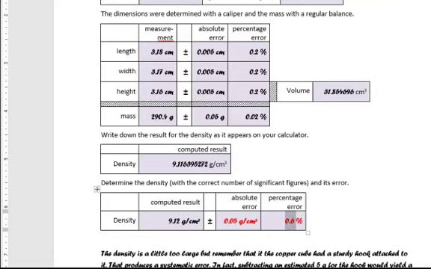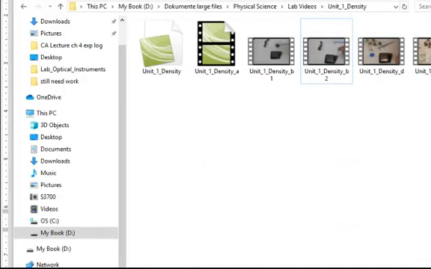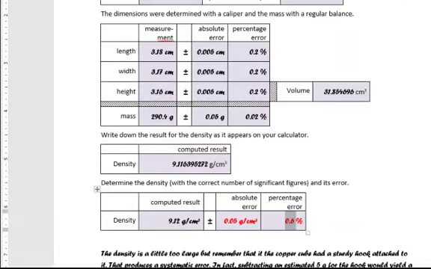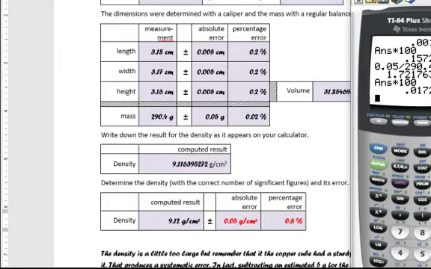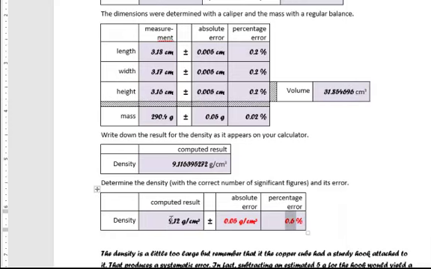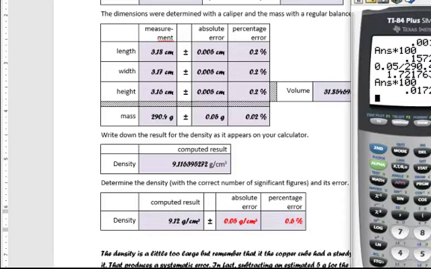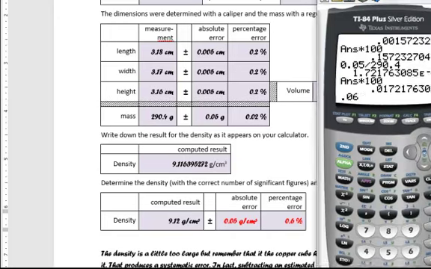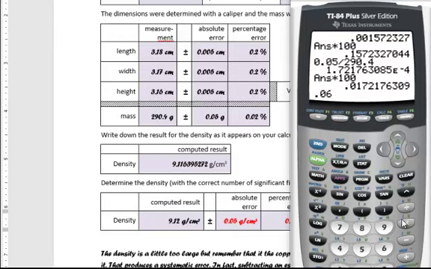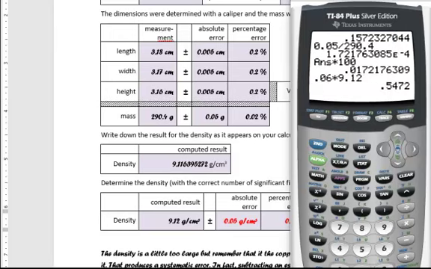Okay, what's the absolute error on the density? Well, here I kind of have to go backwards. Instead of dividing as you saw earlier, I'm going to multiply the percentage error times the computed result for the density. So I'm going to do 0.6 times 9.12. I come up with this number.